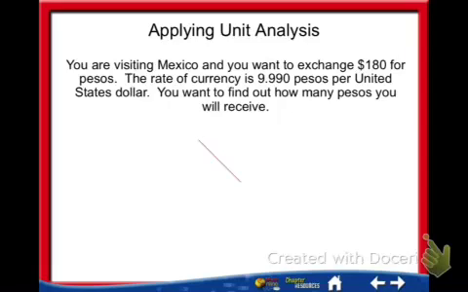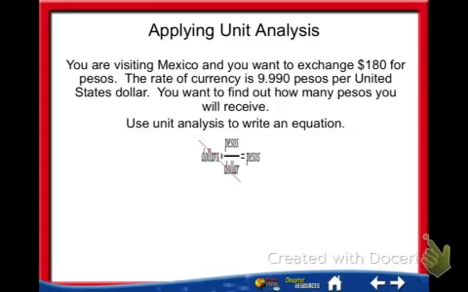Exchange $180 for pesos. The rate of currency is 9.990 pesos per United States dollar. You want to find out how many pesos you will receive. We're going to use unit analysis to write an equation. Take the number of dollars times the pesos over dollars will give you your pesos.